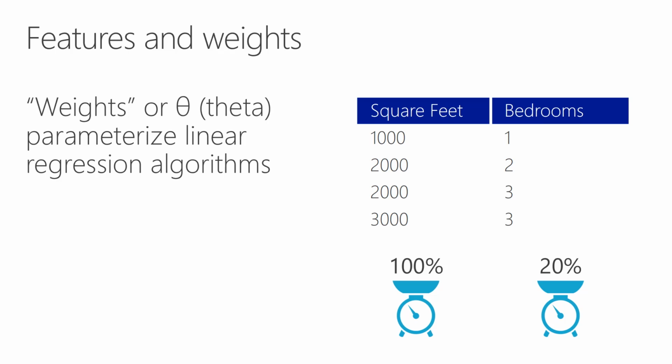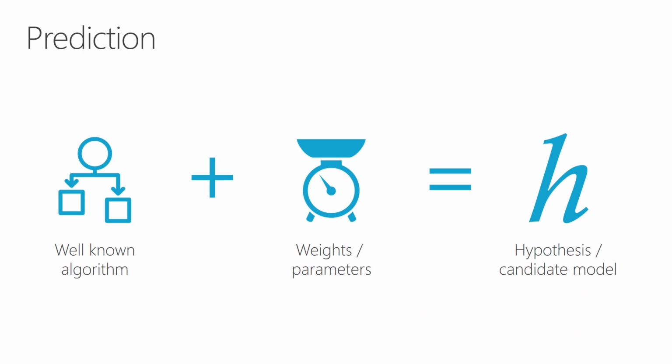But the idea, in any case, is to say, okay, some of these features will matter more to the ultimate output. So what we end up with is our well-known algorithm, linear regression, right? So I've got my linear regression algorithm plus some parameters or weights, not plus in the mathematical sense, but in other words, I need both of these things. I need my well-known algorithm and I need my weights and parameters. This is going to give me some hypothesis.